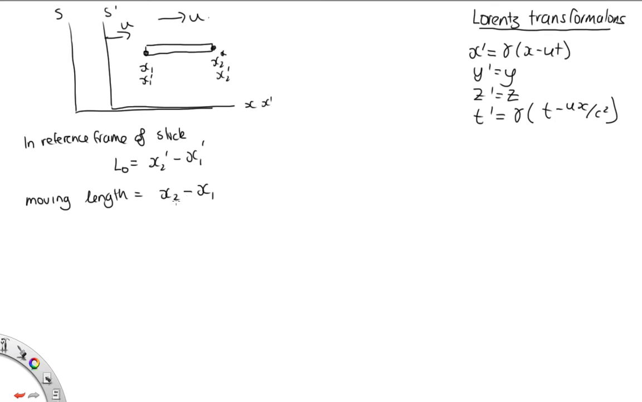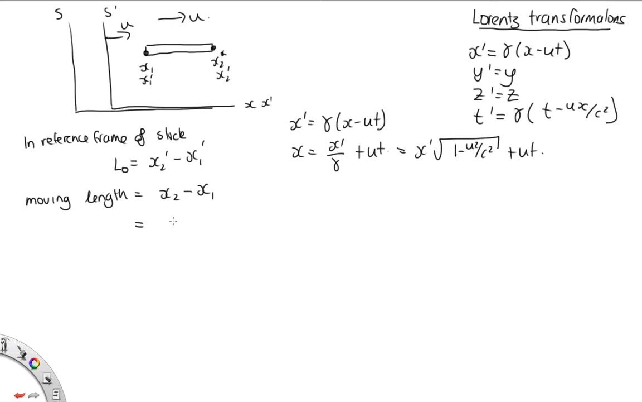So what we need to do now is use this Lorentz transformation to work out what are x2 and what are x1. So we have that the Lorentz transformation is x prime is equal to gamma (x minus ut). We can rearrange this and put x is equal to x prime on gamma plus ut. And so just remembering what gamma is, this is x prime times the square root of 1 minus u squared on c squared plus ut.